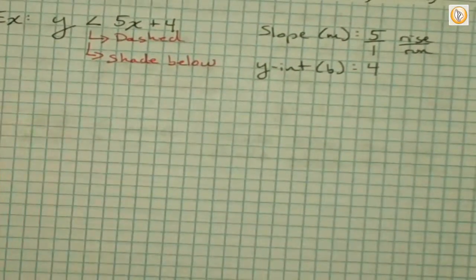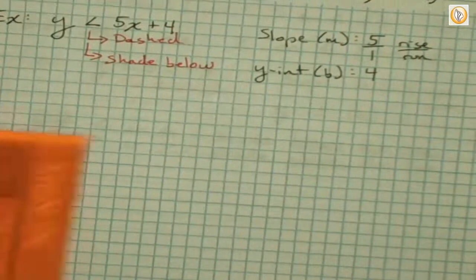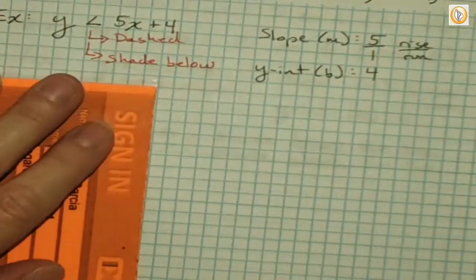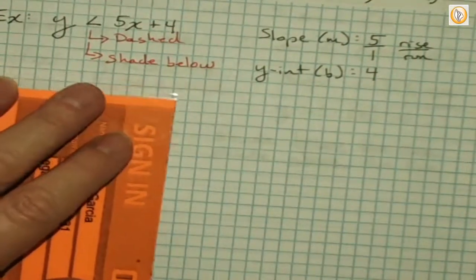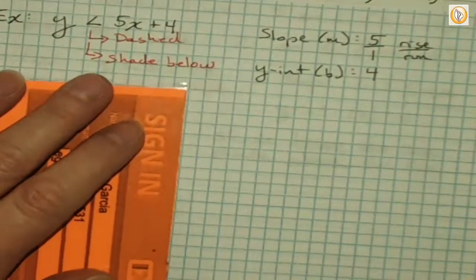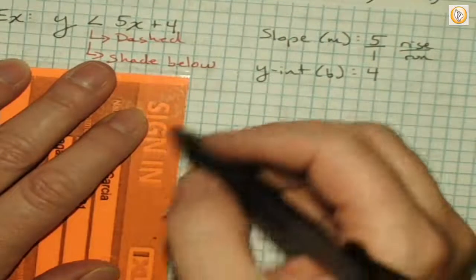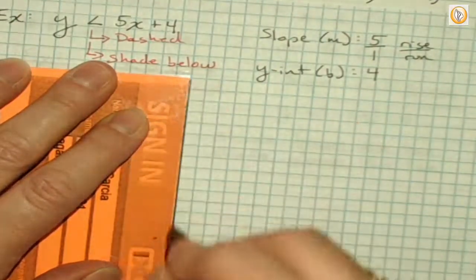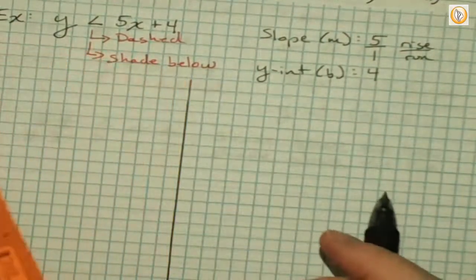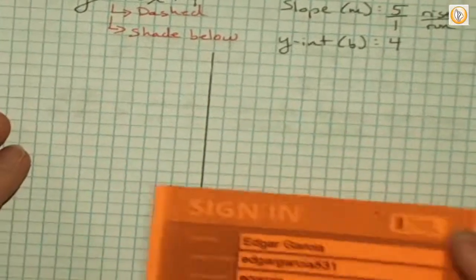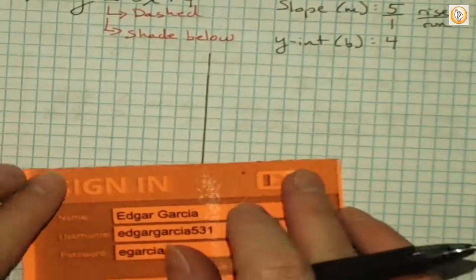Any questions on that so far? Does everyone understand that if it's less than, you shade below? If it's greater than, you shade above. Does everyone understand? If you don't, you need to raise your hand. And once I do this example, it's probably going to bring it home.